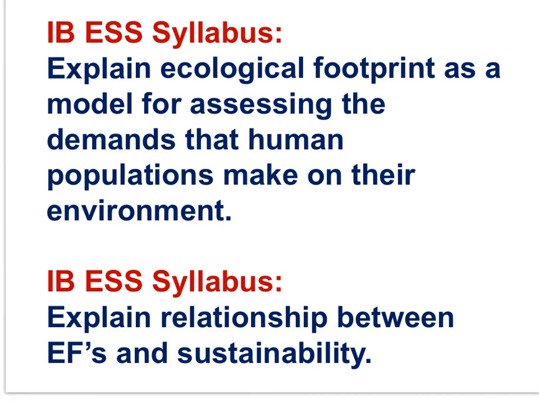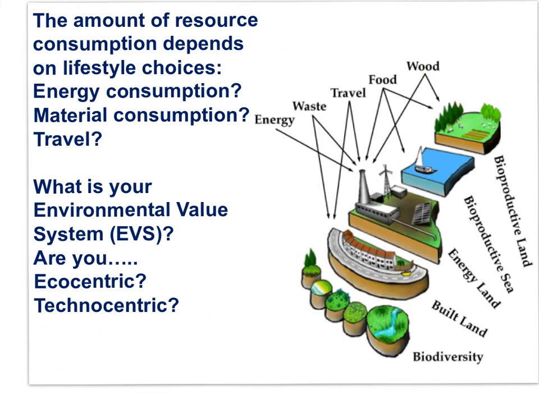So here are the relevant IB syllabus statements. Explain ecological footprint as a model for assessing the demands that human populations make on their environment. Explain the relationship between ecological footprints and sustainability. One's level of resource consumption depends on lifestyle choices: your energy consumption, material consumption, travel. What is your environmental value system? Are you ecocentric or technocentric?